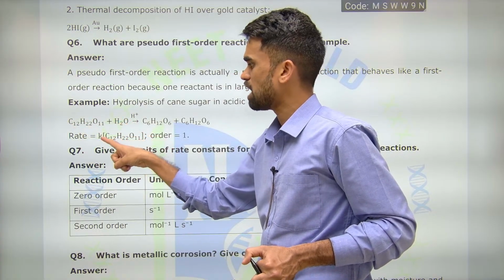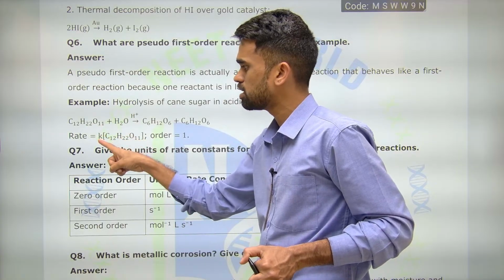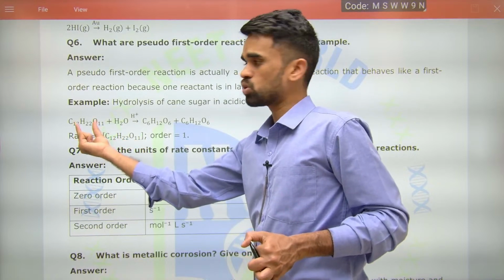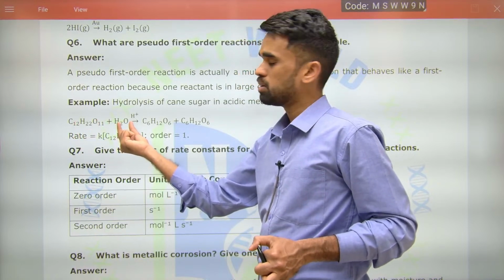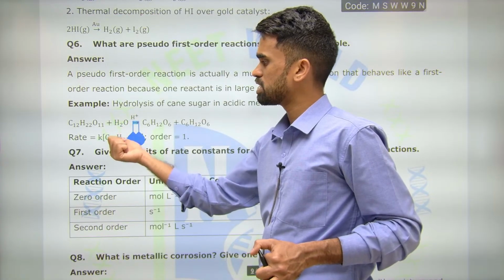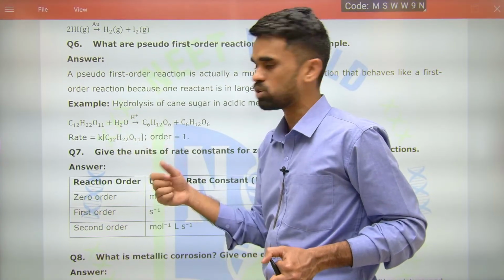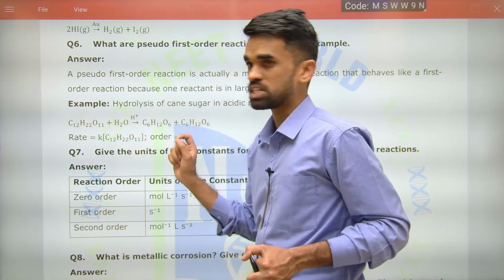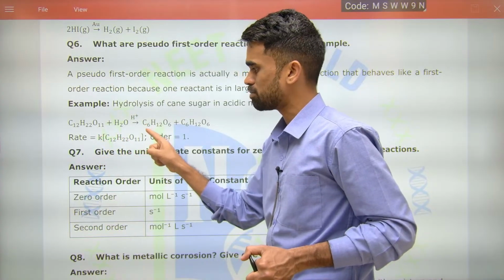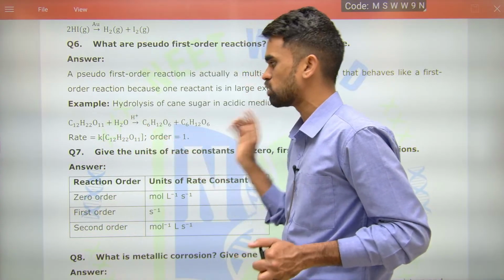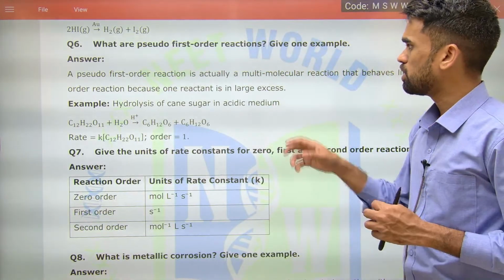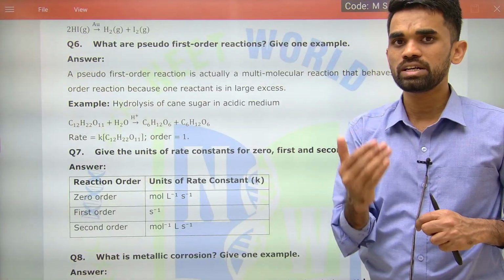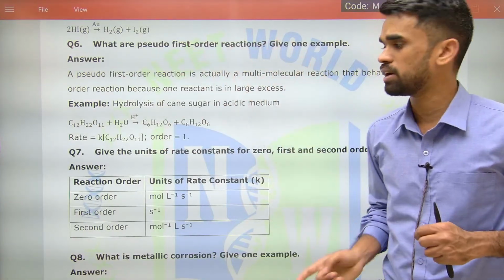So now the rate of reaction can be written; these are the two reactants. Rate equals k, the constant, into the concentration of sucrose into the concentration of water. But as I told you, the order with respect to the excess quantity reactant is 0. Therefore the rate of reaction depends only on the sucrose concentration, right? So n equals 1, the order equals 1. The molecularity will be more than 1, but the order of that reaction is 1. Those are considered pseudo first order reactions.